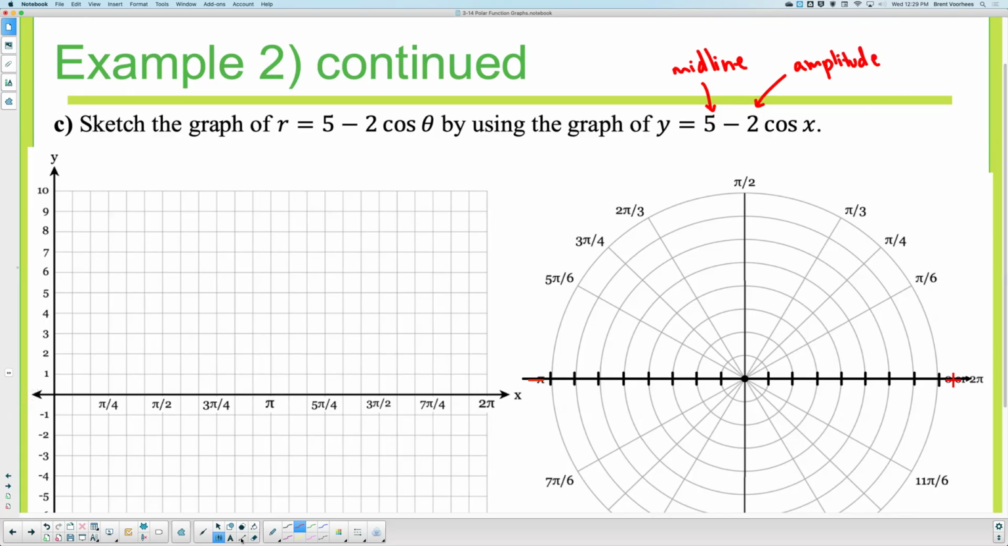So let's add the midline. I go up to 5. I have a midline. This graph is a cosine. It's a negative cosine. Does cosine start at its maximum, minimum, or midline? Maximum. Because of the transformation, it's actually going to start at its minimum. Go down 2 units. 1, 2, put a dot.